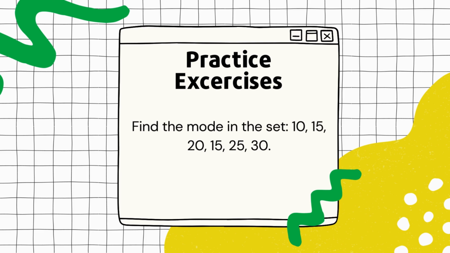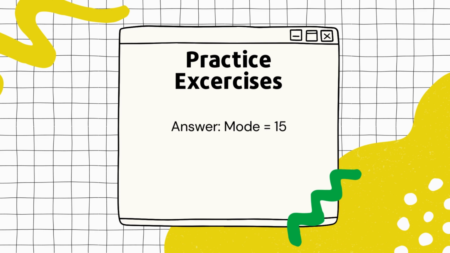So you're going to find the mode in the data set: 10, 15, 20, 15, 25, 30. Pause the video. When you get the mode, well, you don't even have to pause it. You can almost identify it at once, right? So we know for this one, the mode would have been 15. All right, so the mode would have been 15.